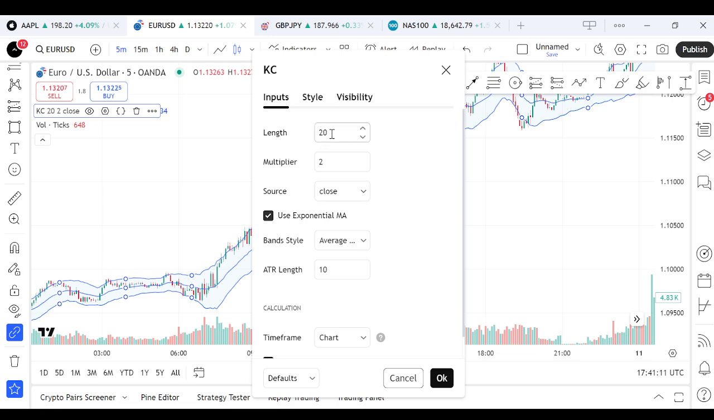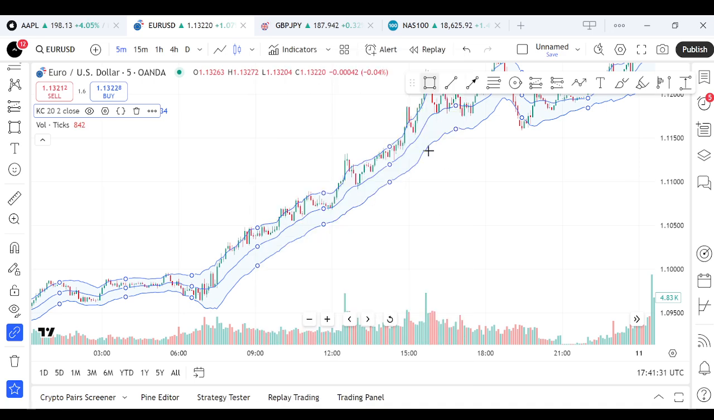Set your exponential moving average length to 20, multiplier to 2, source to close, and use exponential MA. You should always use exponential MA. For the average true range, the length of the ATR should be 10, and that is your default setting.